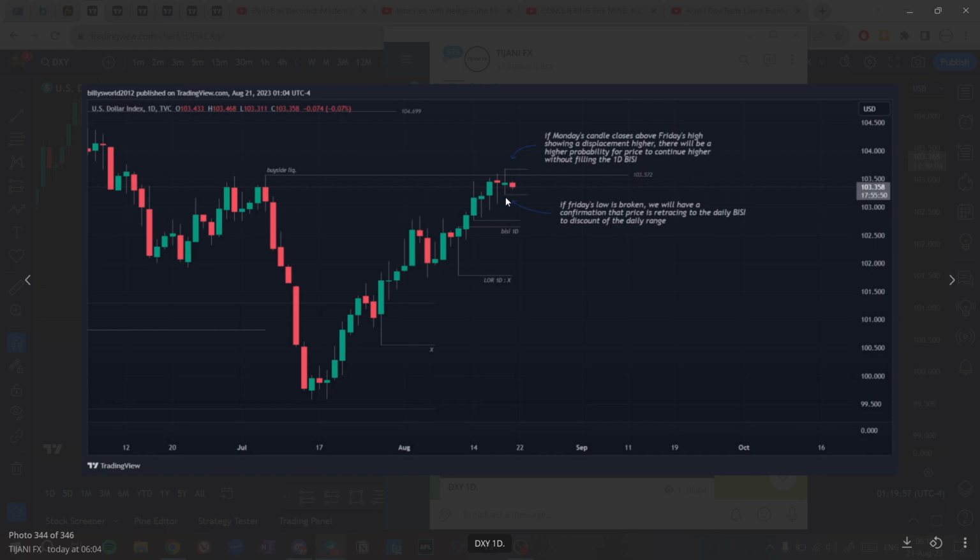As I said, this is Friday's candle. If Friday's low here is broken, we will have a confirmation that price is retracing to fill this daily BC at discount of the daily range. We have this low to this high as the daily range. As price breaks Friday's low, it's going to check all this trend line phantom here. We have this low and this low as a trend line phantom.